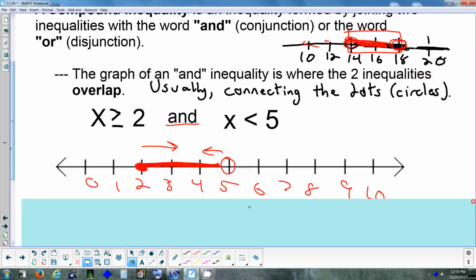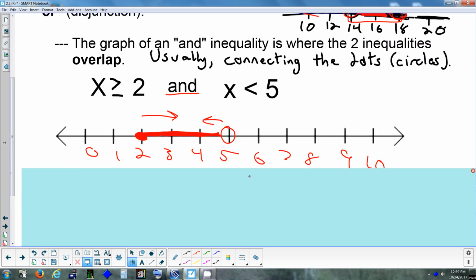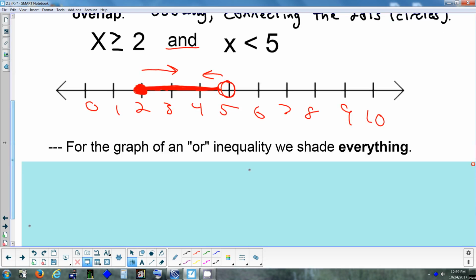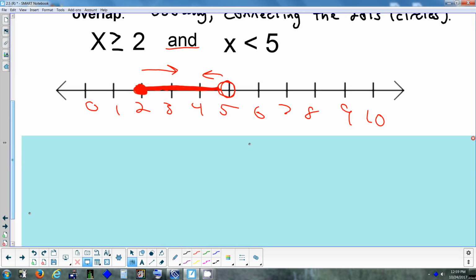With a conjunction, there's usually a stopping point. There's no arrow to say keep going forever. It stops. So the stopping point would be the two circles. So in this case, you can include the two. Don't include the five, because we shaded in the two, right? That means the two is going to be included. So what this means, guys, is any number 2, 3, and 4 would work as possible solutions.